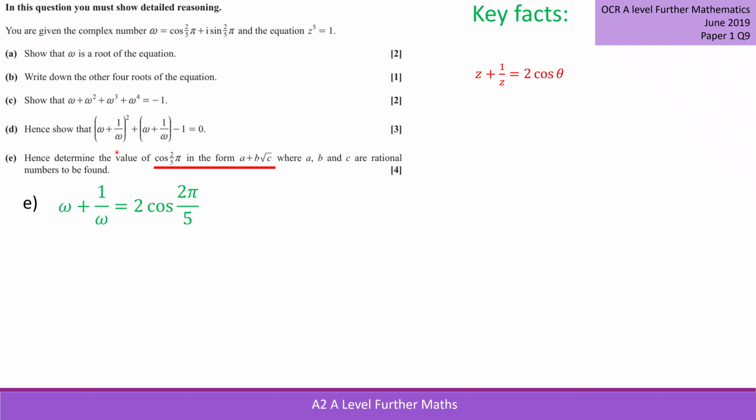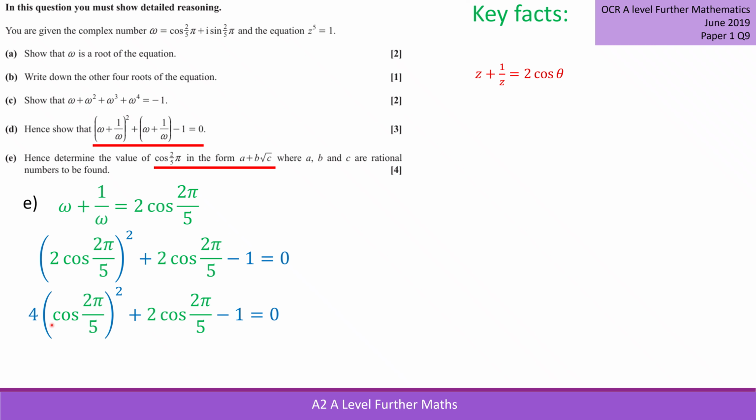From here, I'm going to substitute in. So I've got 2 cos of 2 pi by 5 all squared, plus 2 cos of 2 pi by 5 minus 1 is equal to 0. From here, we're going to rearrange this. Okay, so I'm going to do the 2 squared, which is going to give me 4. So I've got 4 lots of cos squared of 2 pi by 5 plus 2 cos of 2 pi by 5 minus 1 is equal to 0.